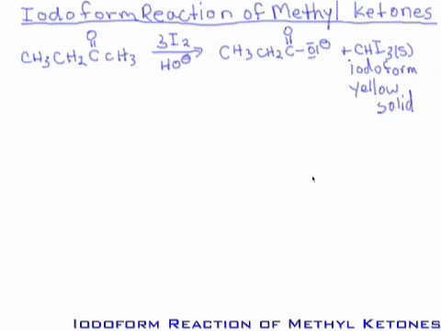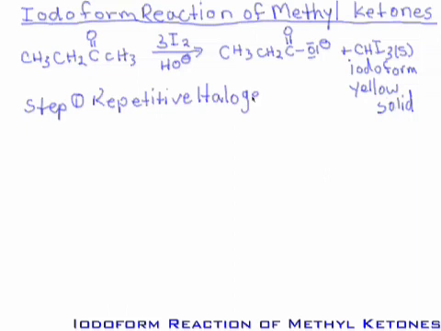Okay, how does this form? Well, in base, remember halogenation speeds up. So step 1, we're going to call repetitive halogenation, if you like. Because effectively it's the same mechanism over and over again until you completely halogenate that methyl off the ketone.